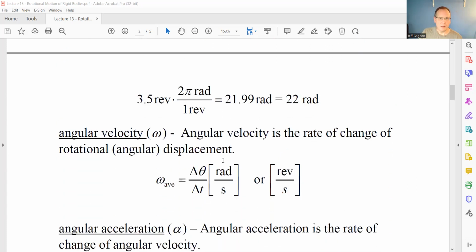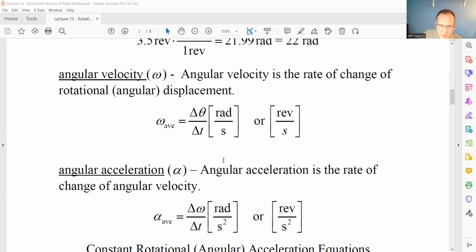Okay, another definition. So that was angular displacement. Next definition is angular velocity, which we usually denote as omega here, this Greek letter omega. So angular velocity is the rate of change of angular displacement. Just like, again, this is analogous to the linear situation. Remember we said velocity, average velocity, is the rate of change of position. So if this were just velocity, average velocity, it would be delta x over delta t.